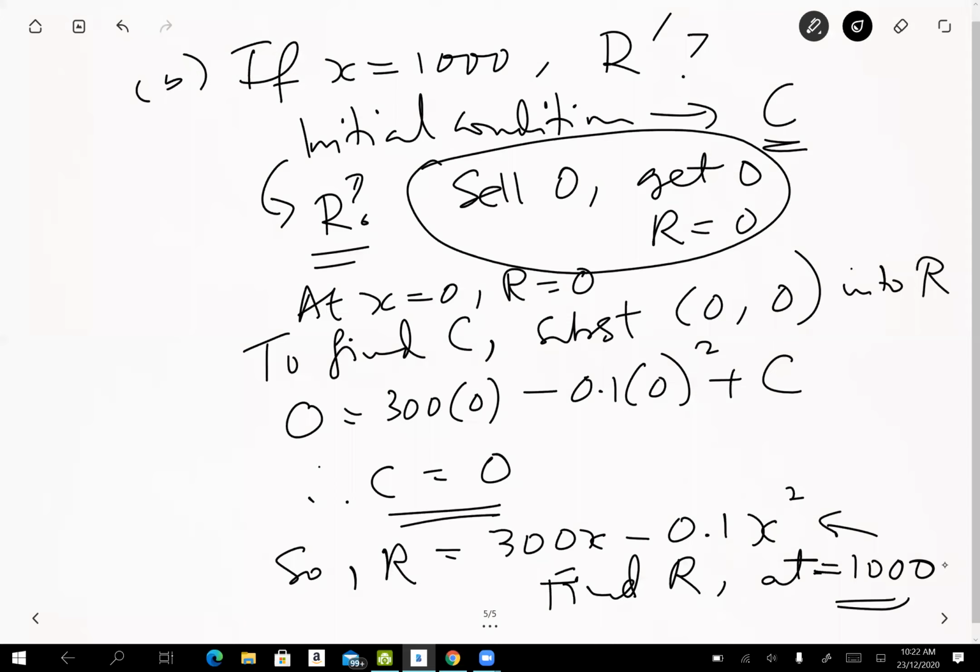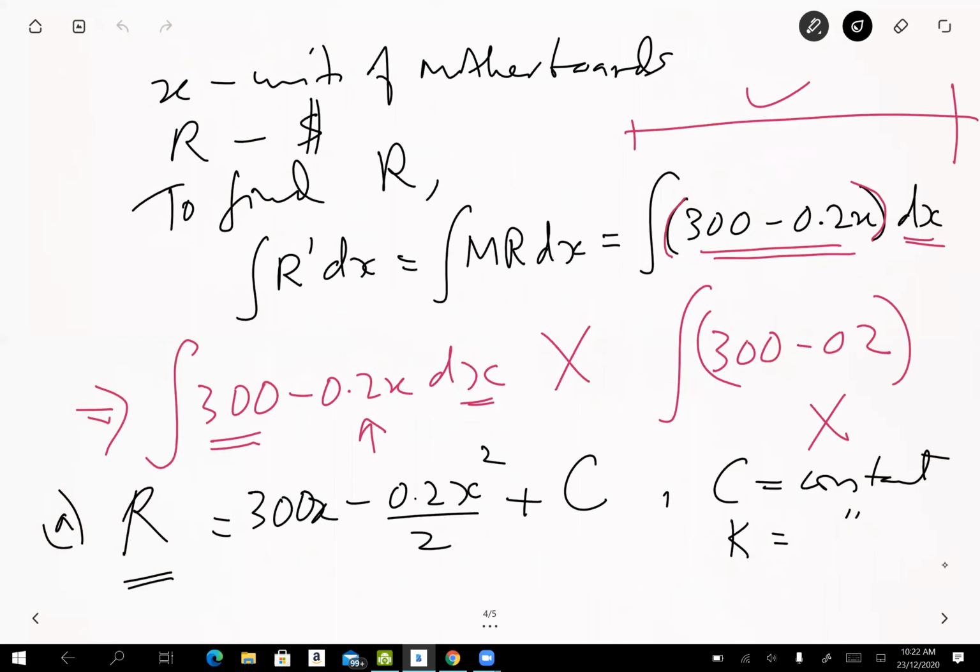So why is it 0.1? Because you go back to the last page where we integrate 0.2x. What do I get?